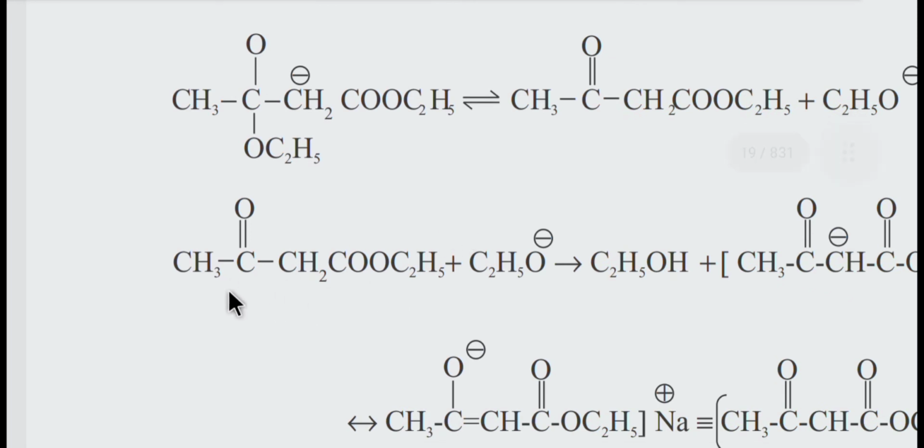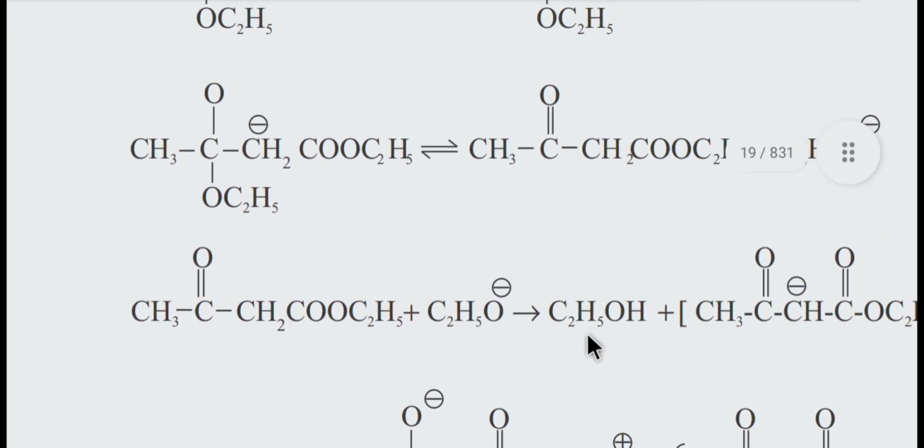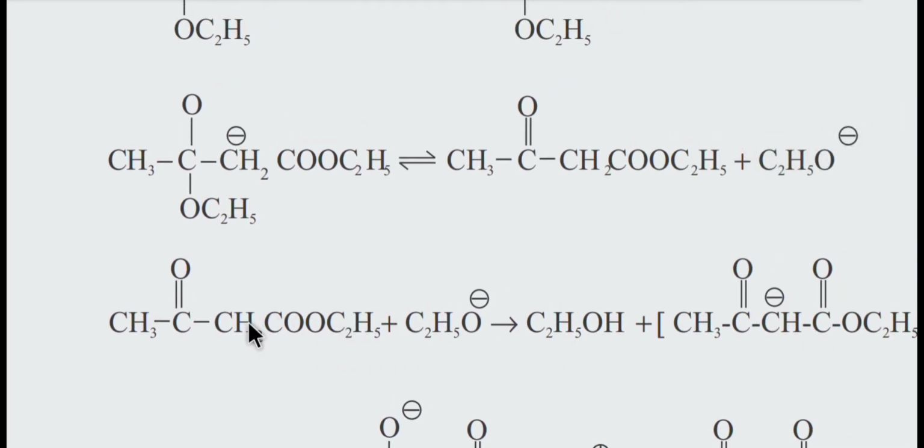So the compound that was produced, the C2H5O negative, can also attack this compound and abstract a proton from this carbon, the carbon in between. Here the structure of this compound is C double bond O CH2. This O will be double bonded with this carbon, C double bond O, and this carbon will be bonded with a single bond to O, and this O will be single bonded with C2H5.